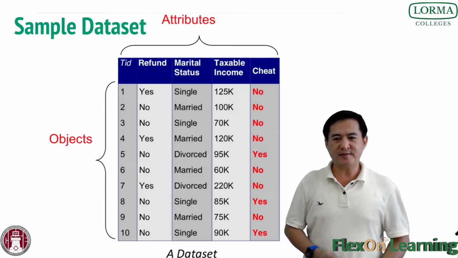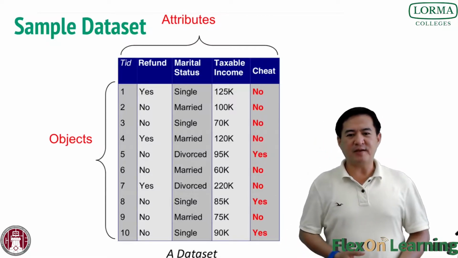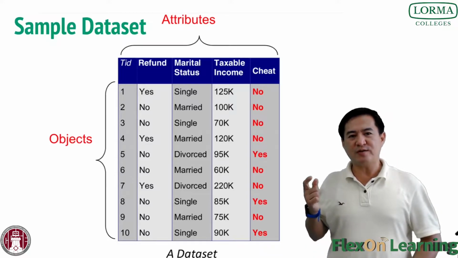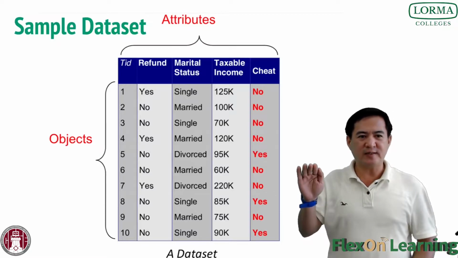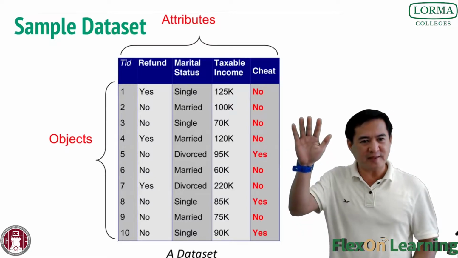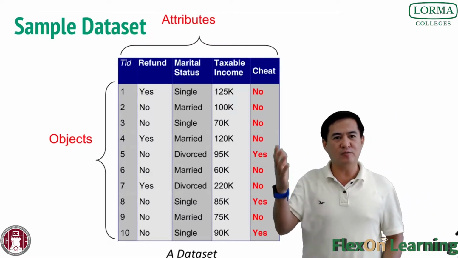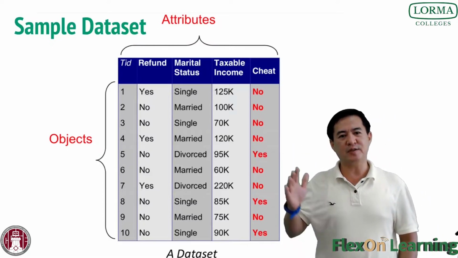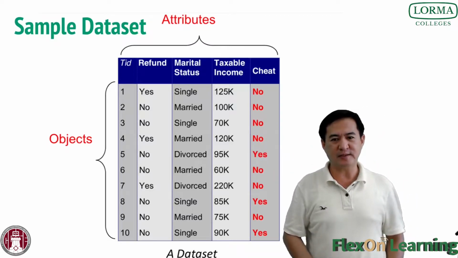And in this data set, for income and marriage is shown where each record is actually an object, or in statistics, we call that an observation. So we have 10 observations all in all here, comprised of several columns representing the attributes such as refund, marital status, taxable income, and cheat.